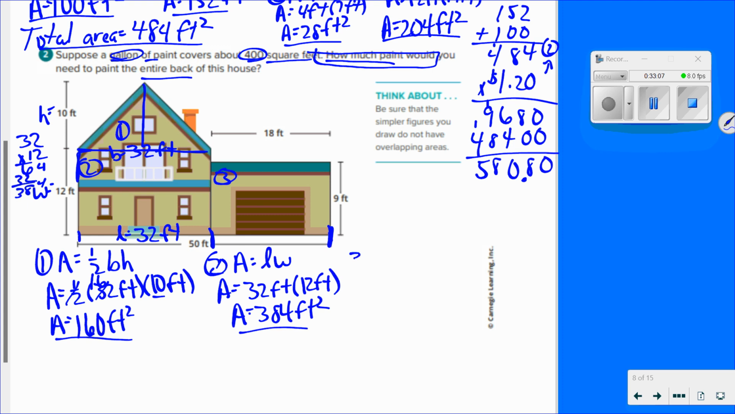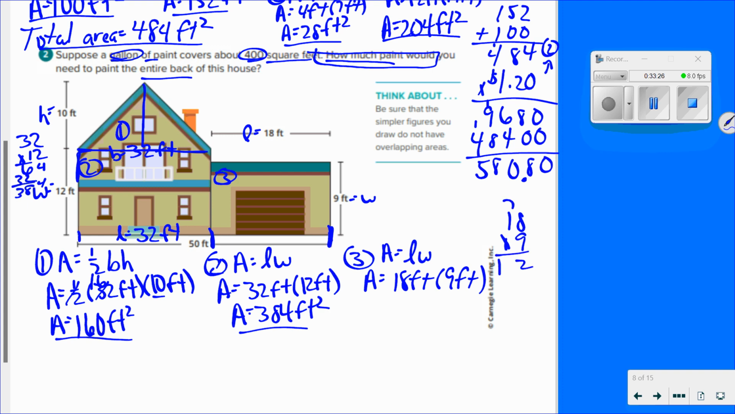And shape 3, they gave me both of those. So I know I have a length of 18, a width of 9. Area equals my length times the width, or 18 feet times 9 feet. 18 times 9 gives me 162.